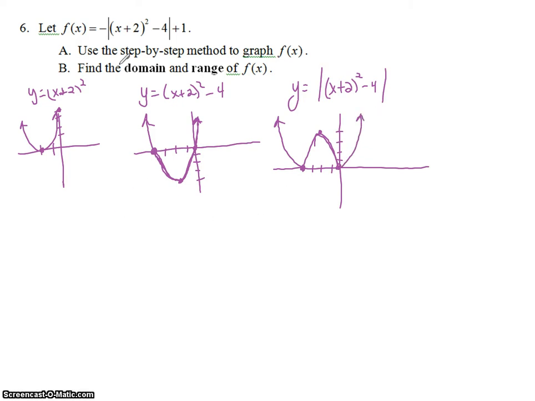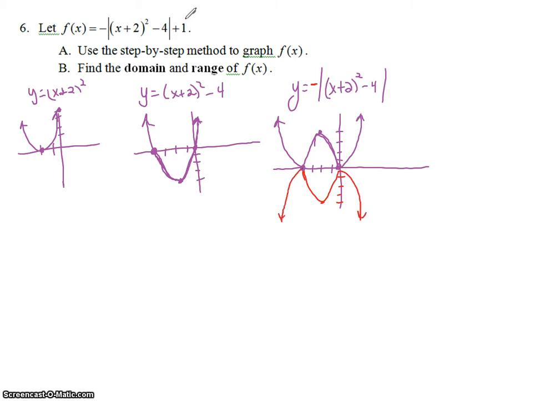Okay, then we're going to make this negative. So I'm just going to go ahead and put this up over here in red. A negative is just going to drop this and make it go the other way. So 1, 2, 3, 4. It's going to reflect it on the x-axis.